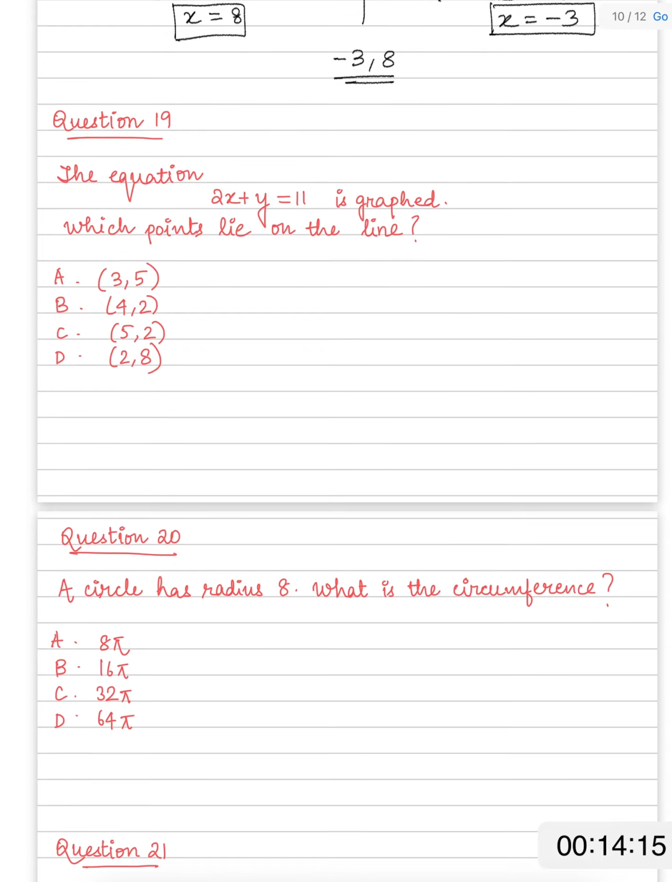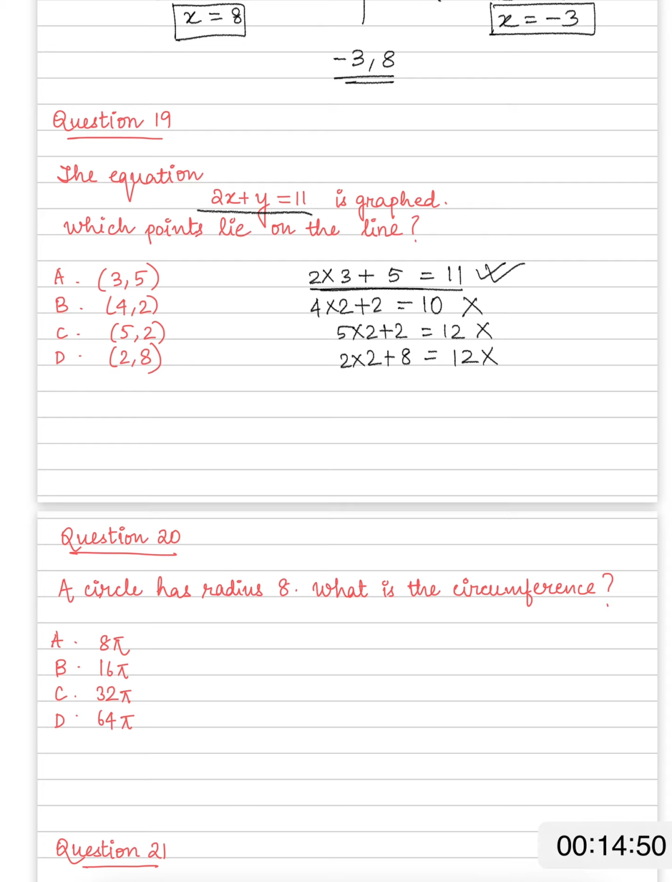Now for 19. This equation is graphed. We need to find which points lie on the line. The best way is to go through option by option. For option A, 2 into 3 plus 5 should be equal to 11. This is correct. So basically this is the answer. Let's check the others as well. 4 into 2 plus 2 is 10. Not correct. 5 into 2 plus 2, 12. Not correct. 2 into 2 plus 8, 12. Not correct. Option A is the correct choice.